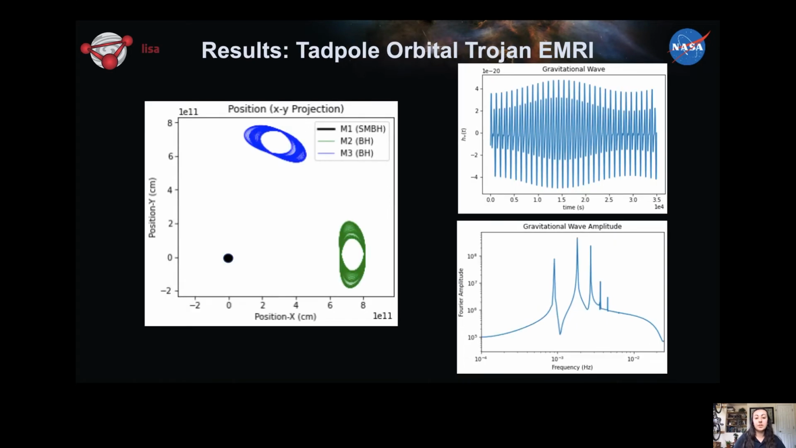But then if we adjust those initial conditions, so our initial position and velocity that we're setting these stellar mass black holes at, we'll see that we can get these tadpole or oval type shape curves from our orbital dynamics. So if we look at the XY projection on the left, we again have that supermassive black hole in the bottom left-hand corner, and then our two stellar mass black holes given by the green and blue curve.